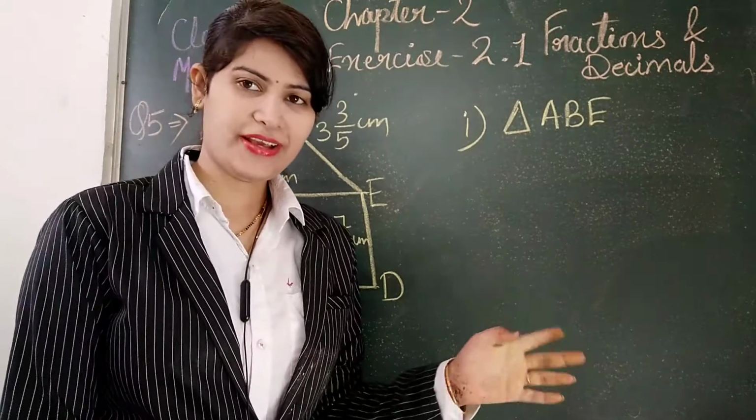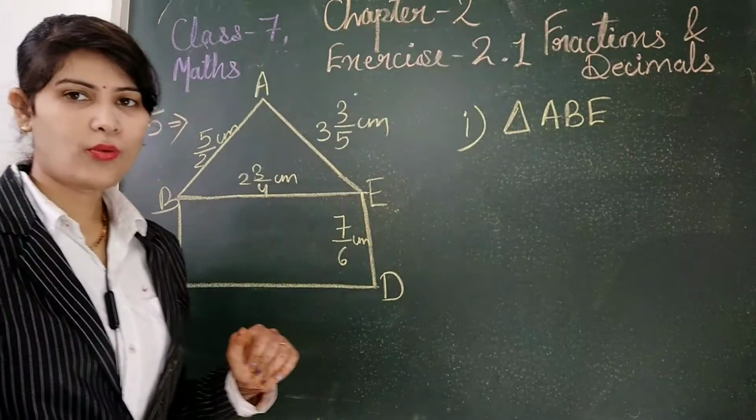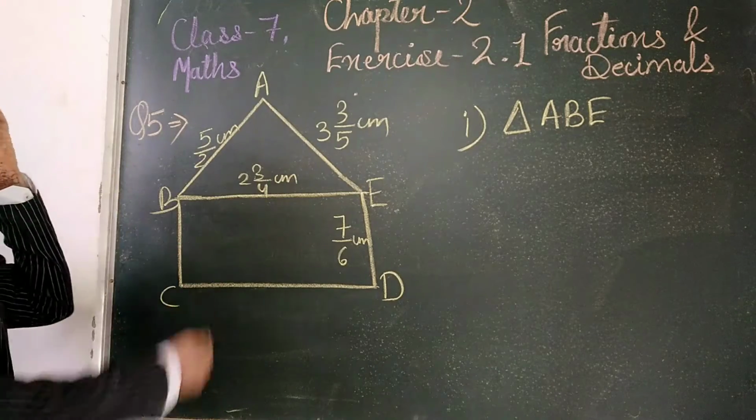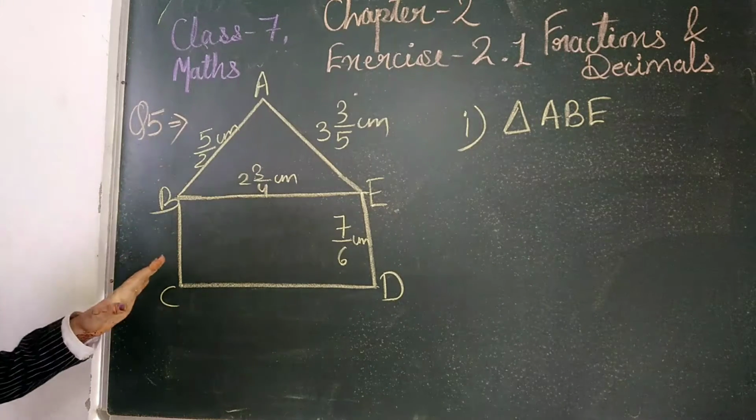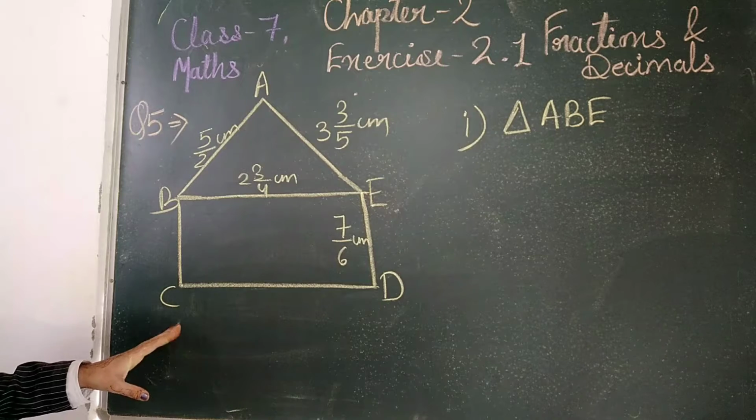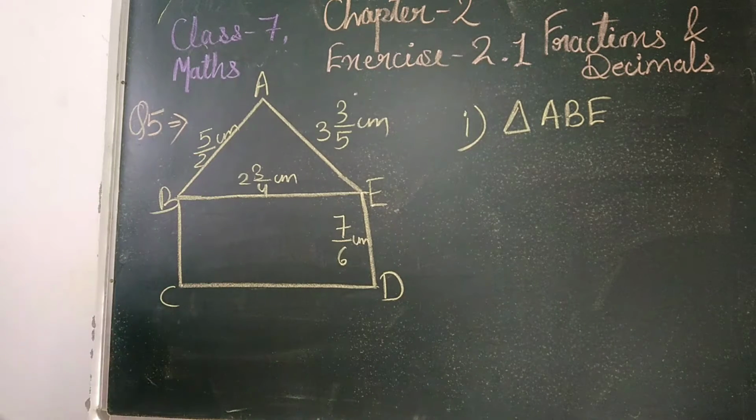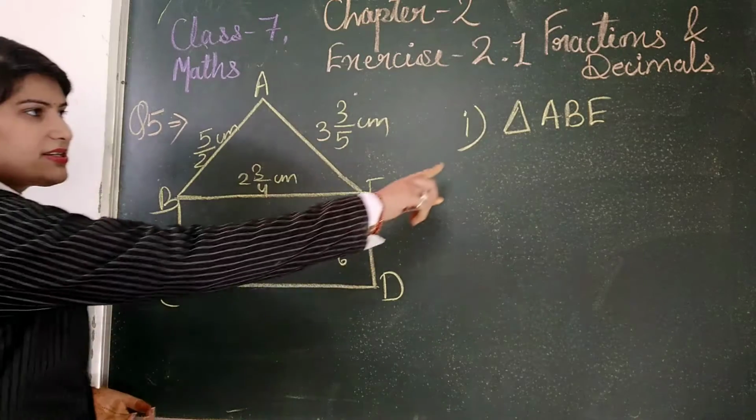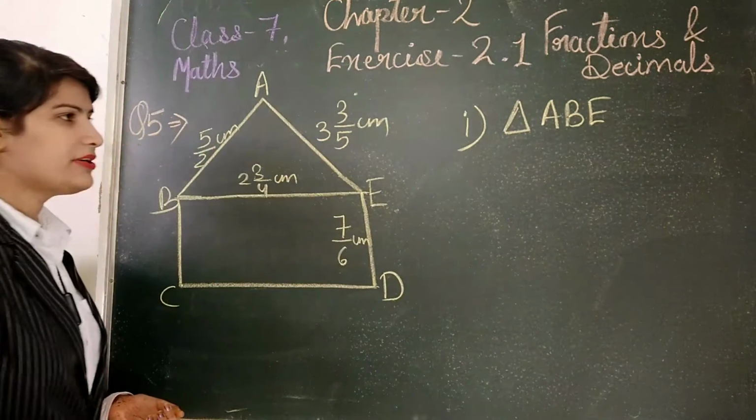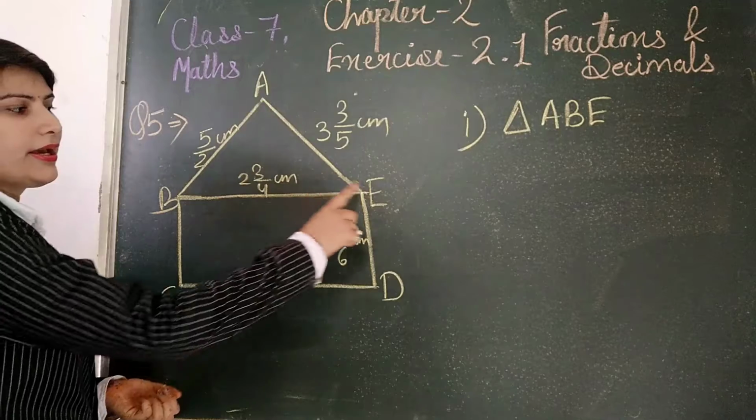Number 5 of exercise 2.1. Okay, look at the diagram first. This is the diagram given in the question. It is given, find the perimeter of the triangle and this rectangle. So the first question is, find the perimeter of triangle ABE.